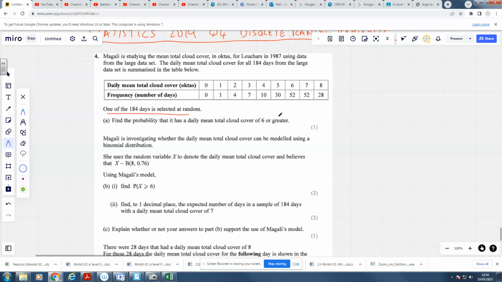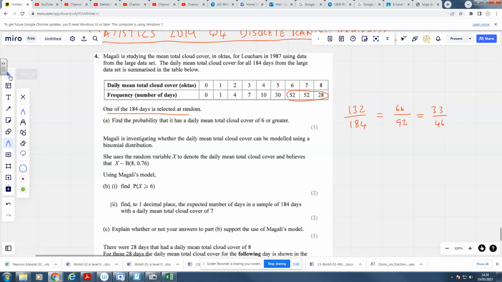So how many had a daily total mean cloud cover of 6 or greater? It's all of these. So that's 104 plus 28. So it's going to be 132 out of 184. And you could cancel that down, I suppose. Half of 132 is 66, half of 184 is 92. You can halve it again: 33 out of 46. We'll check all these answers in a second.